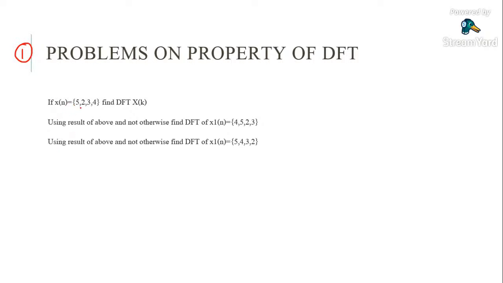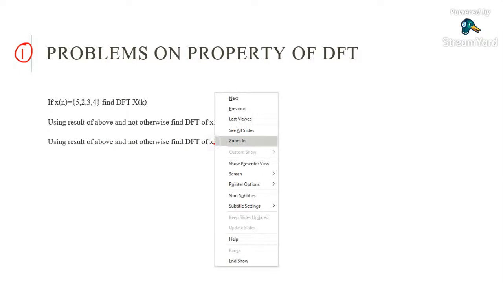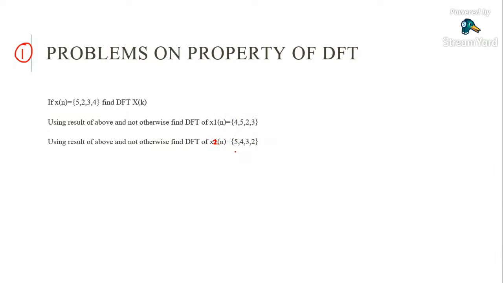Suppose x of n is 5, 2, 3, 4; find the DFT x of k. Read this problem carefully: using the result of above and not otherwise, find the DFT of x1 of n equal to 4, 5, 2, 3, and using the result of above and not otherwise, find the DFT of x2 of n, which is 5, 4, 3, 2. Now x of n is given as 5, 2, 3, 4.